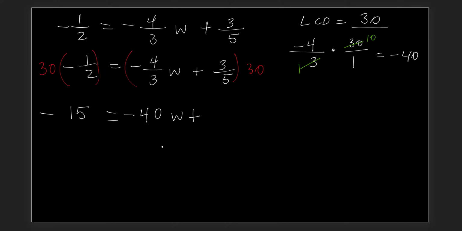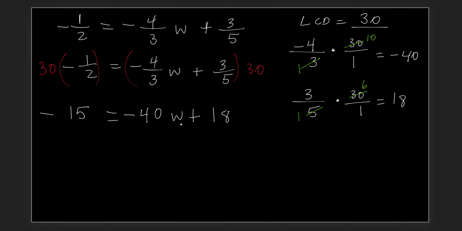Negative 40W. Now we look at 30 times 3 over 5. So 3 over 5 times 30, or 30 over 1. And we cross cancel if we can. 5 goes into 5 one time, 5 goes into 30 6 times. So it looks like 18 over 1, or 18. So 18 goes right here. So see this equation? Much better than dealing with this craziness.